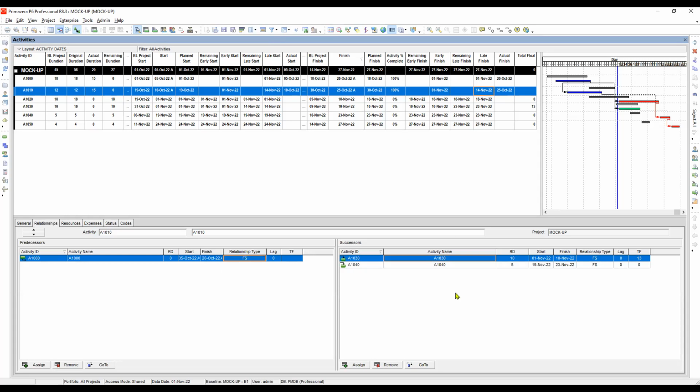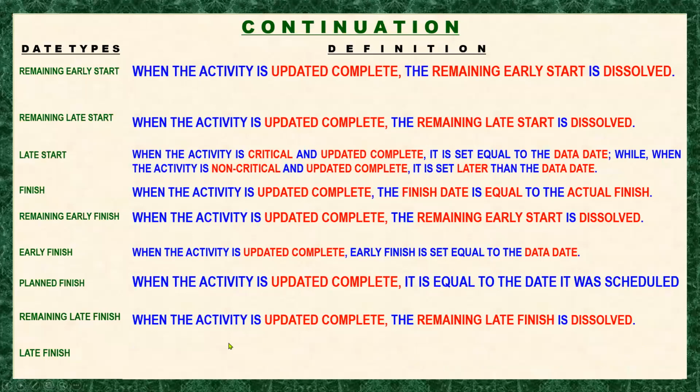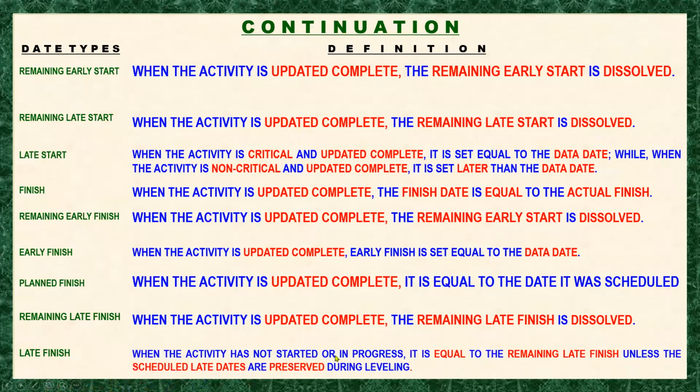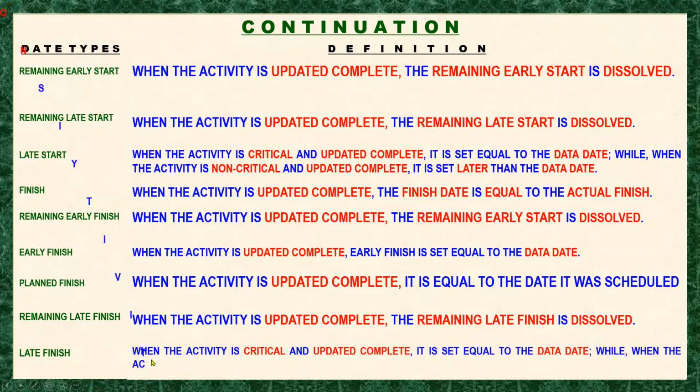So I think we're done. Our assessment for the late finish is, when the activity has not started or is in progress, it is equal to the remaining late finish, unless the schedule late dates are preserved during labeling, which we will be taking up later. When the activity is critical and updated complete, it is set equal to the data date, while when the activity is non-critical and updated complete, it is set later than the data date.